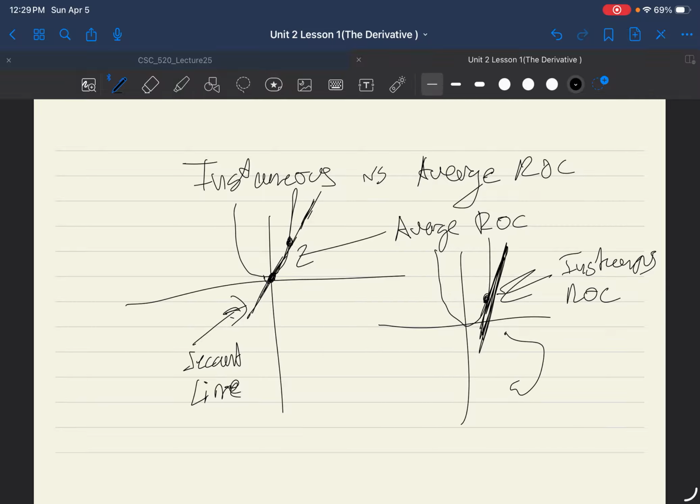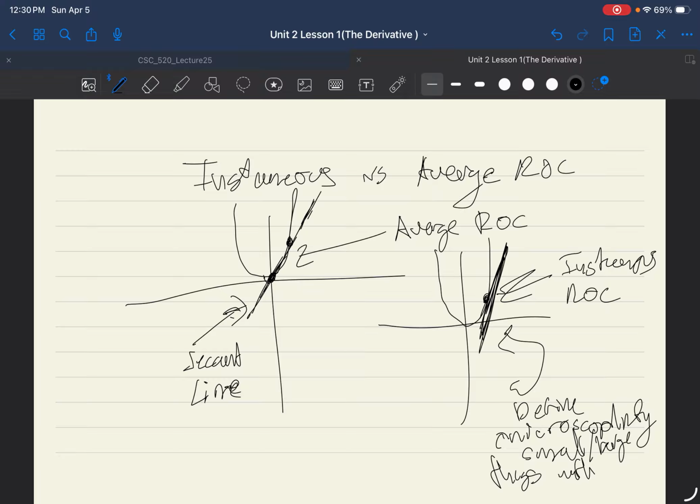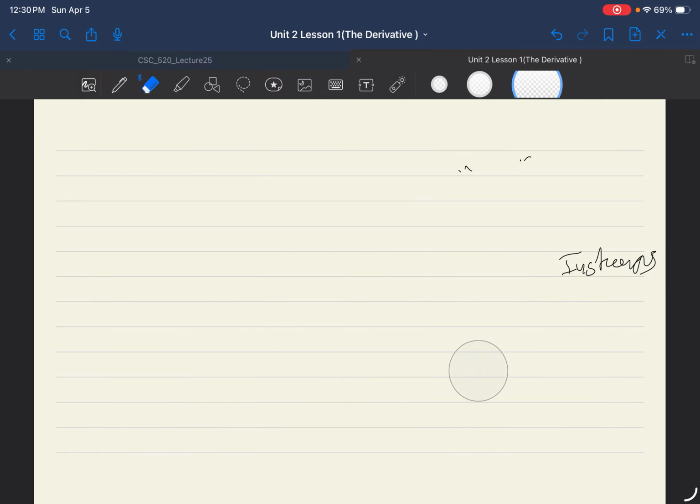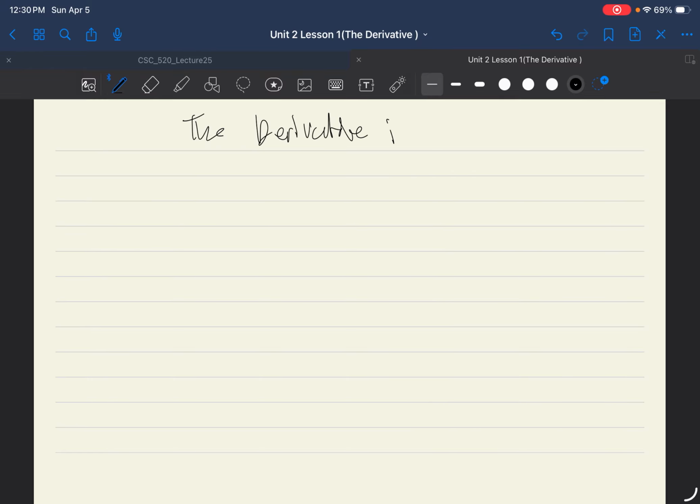And we know that we can define microscopically small things or large things with limits. Which takes me into the derivative. The derivative is the instantaneous rate of change. Alright, so that's pretty simple enough, right?